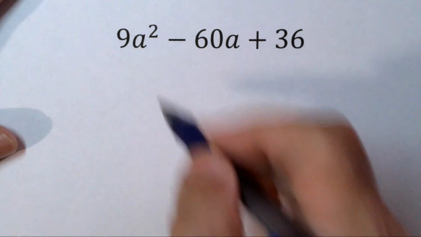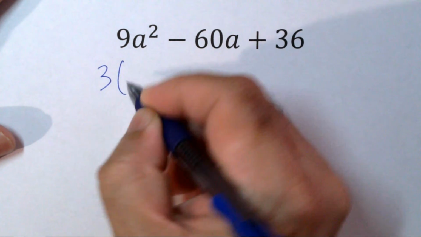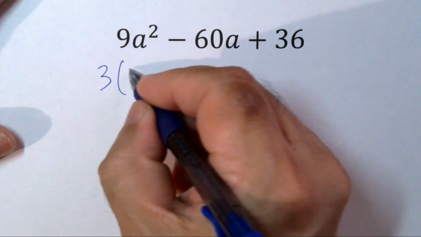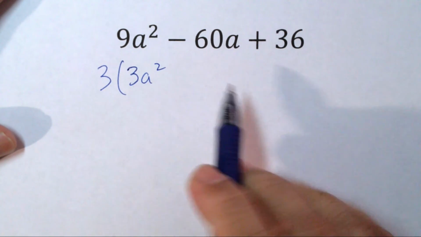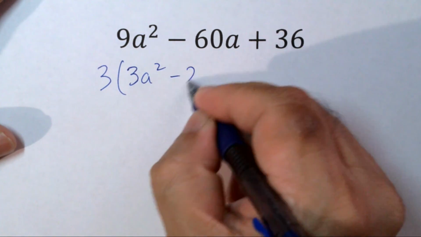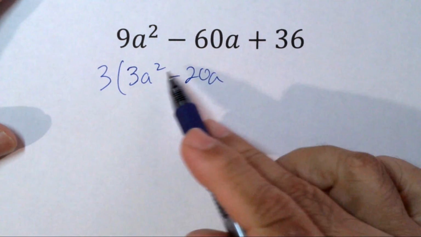All right, so there's a common factor of 3. So I'm going to take a 3 out. 9 divided by 3 is 3, so it's 3a squared. 60 divided by 3 is 20. And 36 divided by 3 is 12.